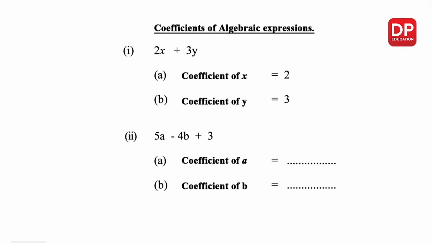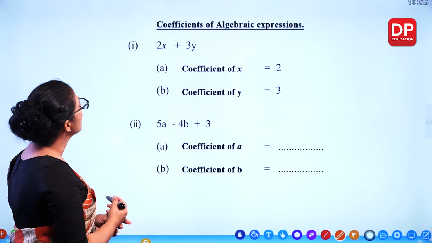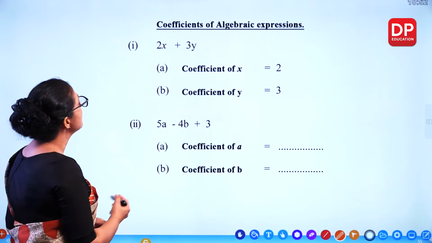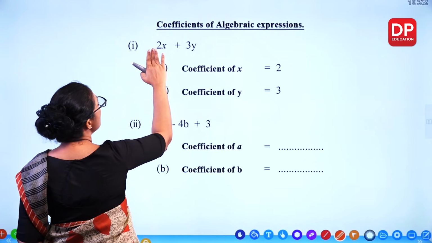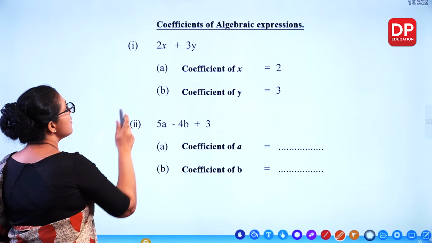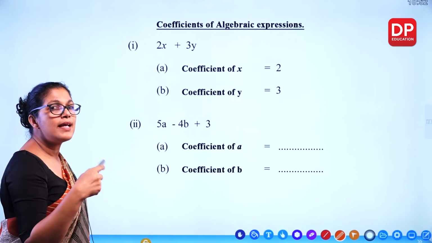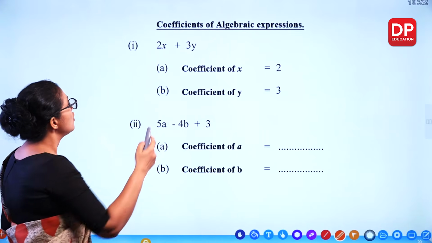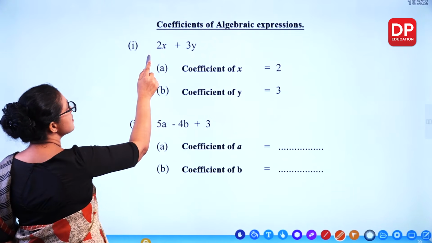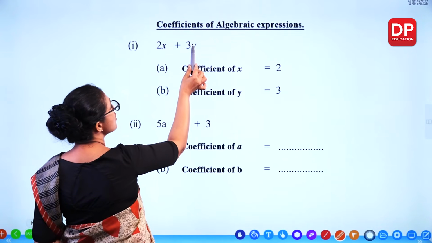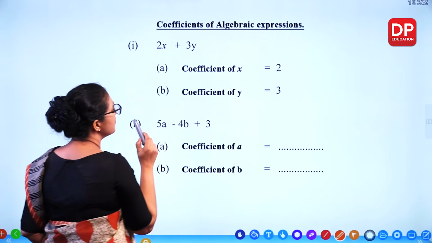Coefficients of algebraic expressions. So look at this one. When you take the algebraic term 2x, the number in front of the unknown letter, we call it a coefficient. So the coefficient of x is 2. Coefficient of y is 3.